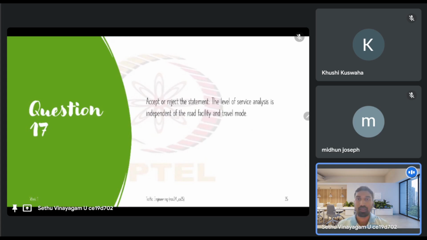Okay, question number 70, accept or reject. The level of service analysis is independent of the road facility and the travel mode. Okay, we have to say whether we accept or reject this statement.